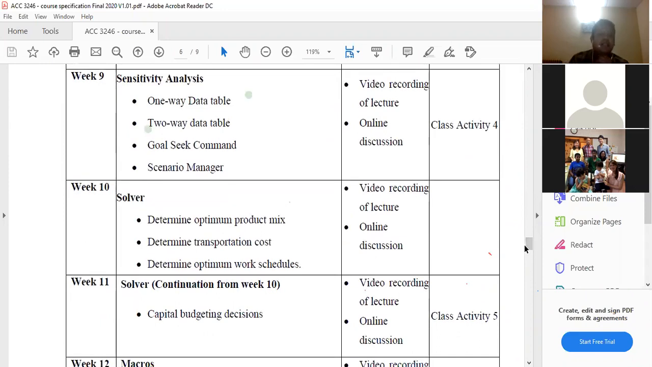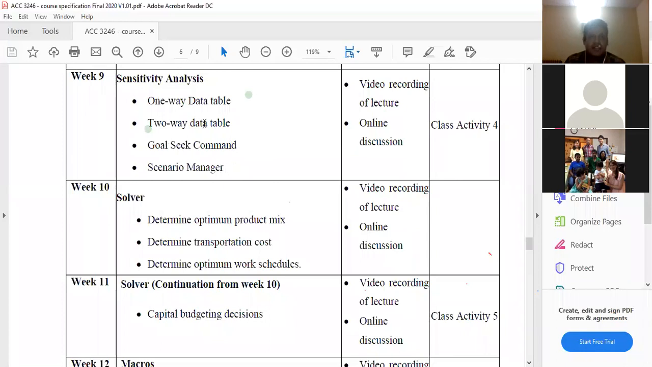In week 9, we'll be discussing sensitivity analysis. This is also pretty important. So far, you've been developing different models and generating different outcomes. But from this point onwards, you are going to have some idea about the sensitivity. In that, we are taking on 4 specific tools: the one-way data table, two-way data table, goal seek command, and scenario manager.